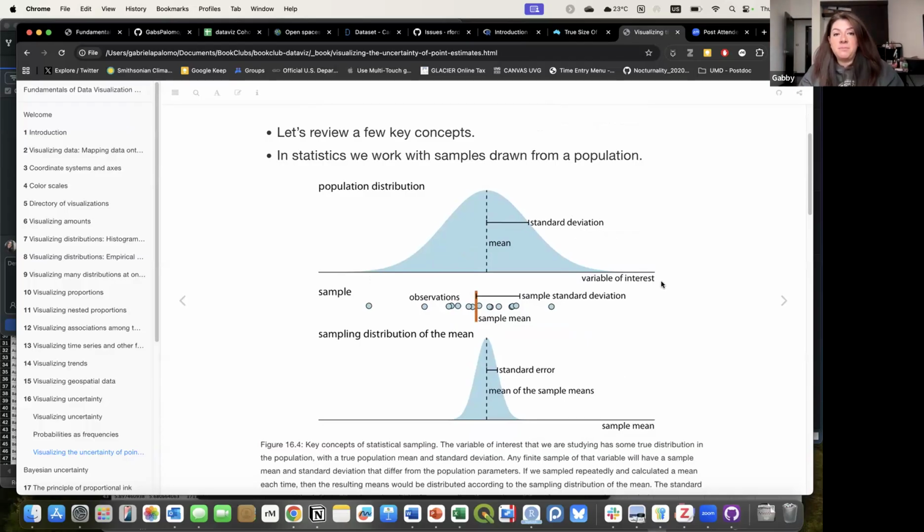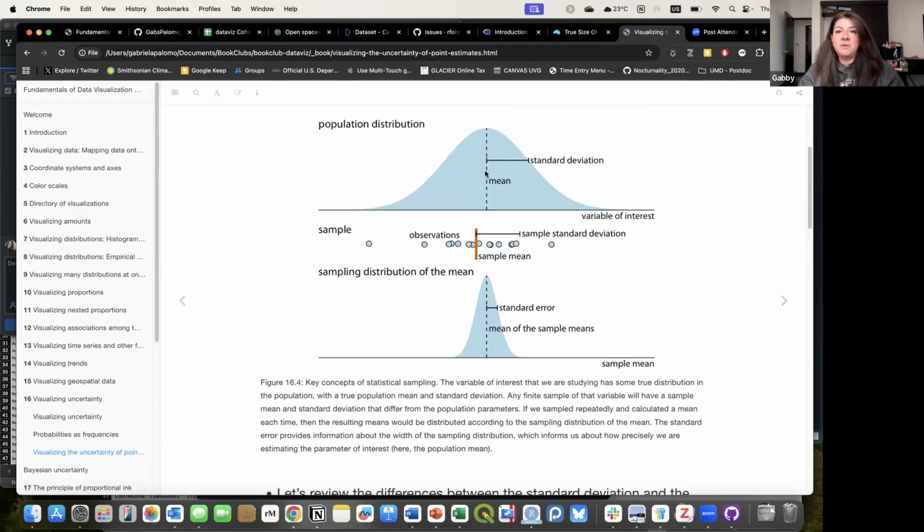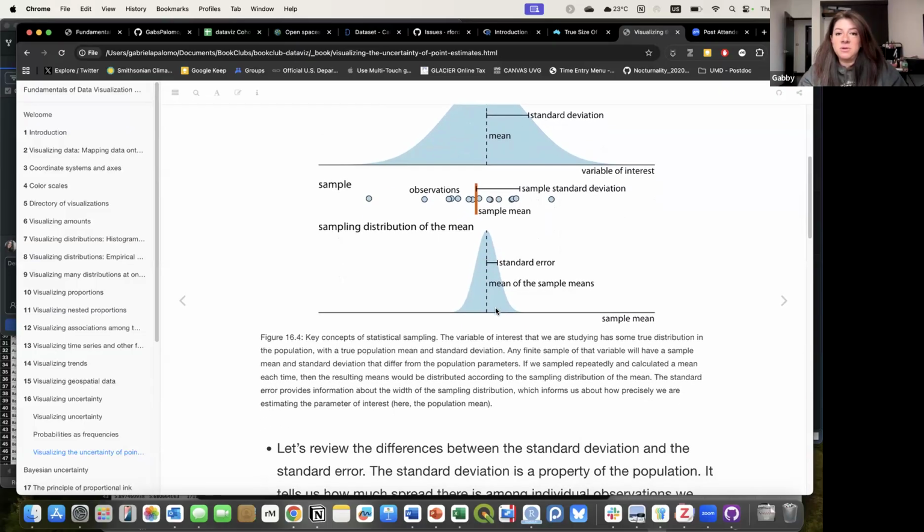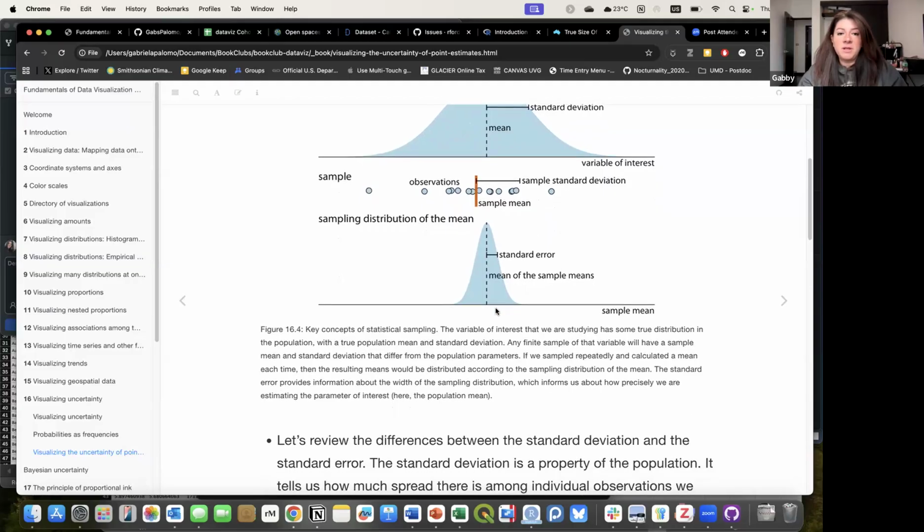But then when we draw a sample, we're going to have a mean of that sample, which is not going to be the population mean, it's going to be the sample mean. And we're also going to have a standard deviation, but we're going to have a standard error associated with that sample. So here we have to start understanding the difference between standard deviation and standard error, because I think we are all very familiar with that.